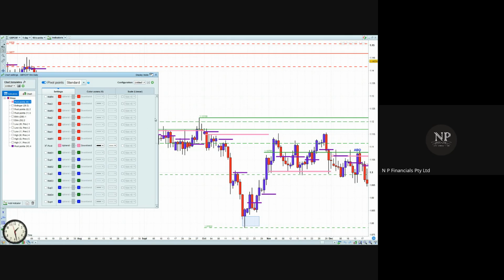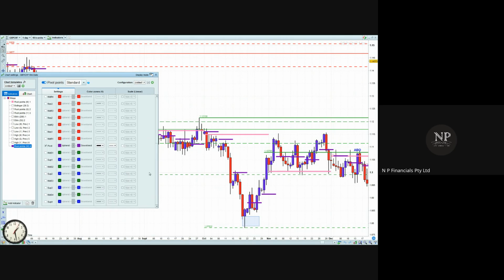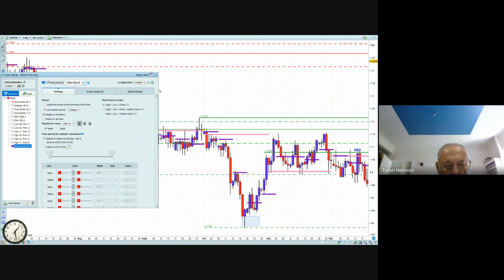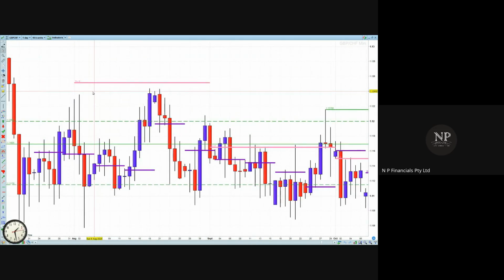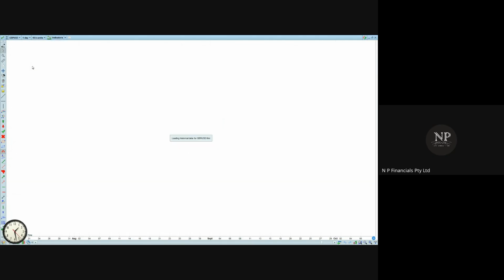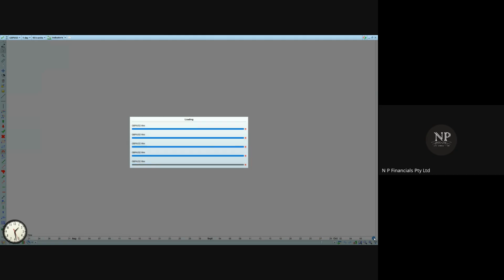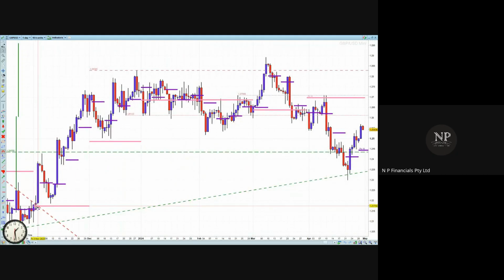So pink is the monthly, and purple is the weekly. Okay. So let's see. This is GBP CHF in front of you. And then let's see, maybe GBP USD for the time being. Okay. So see this one here. This is the monthly pivot and this is the weekly pivot.